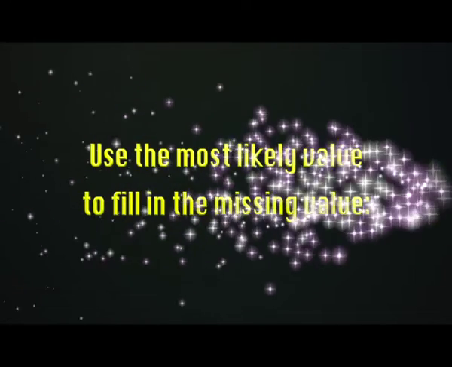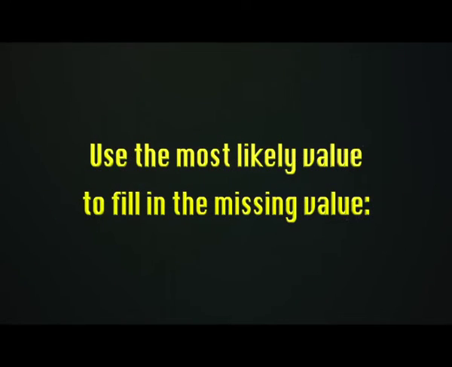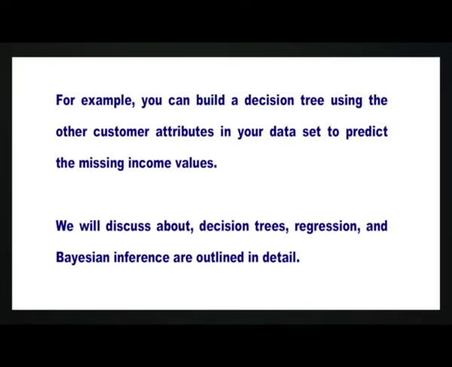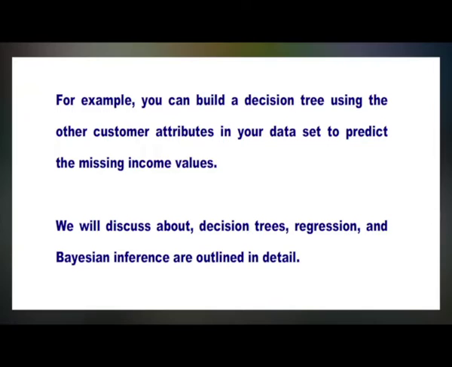The next method is to use the most probable value to fill in the missing value. This can be determined using regression, inference-based tools that use Bayesian formulas, or induction of a decision tree. For example, you can build a decision tree using the other customer attributes in your data set to predict the missing income values. We will discuss decision trees, regression and Bayesian inference in detail.